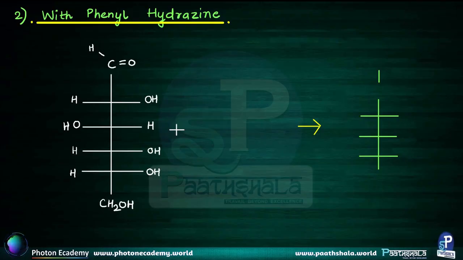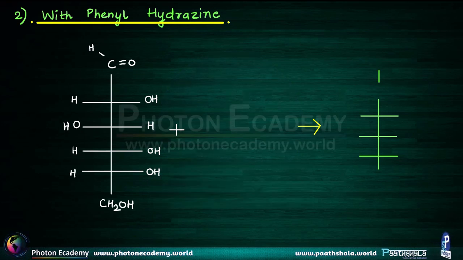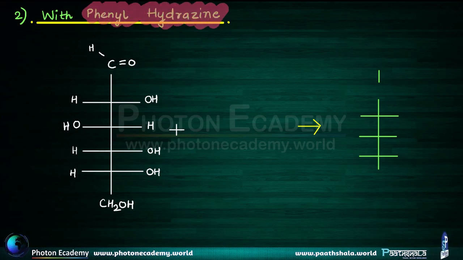So now, having been done with tautomerization of D-glucose, in which we saw that glucose can be converted into D-fructose and D-mannose, we're going to move on to the next set of reactions that glucose does, and that is with phenylhydrazine. So we're going to cover the reaction of glucose with phenylhydrazine. Now, what is phenylhydrazine exactly?